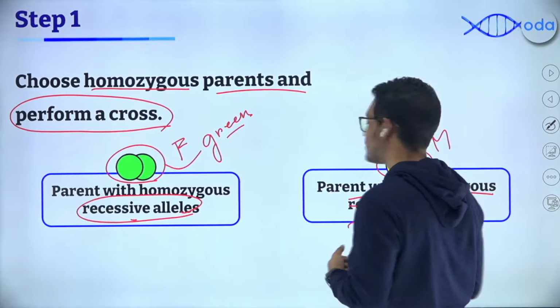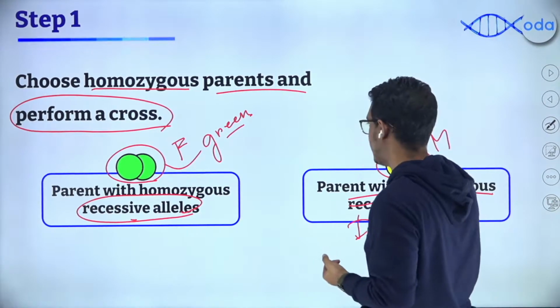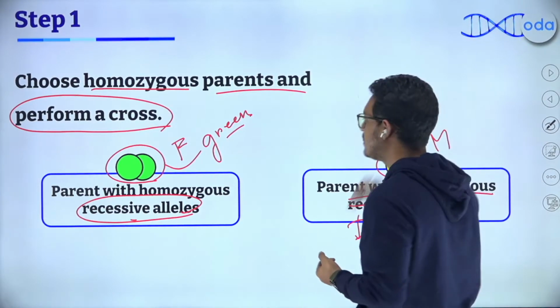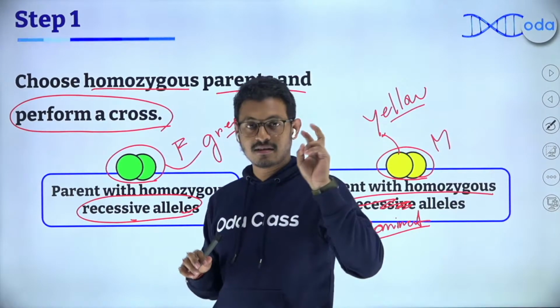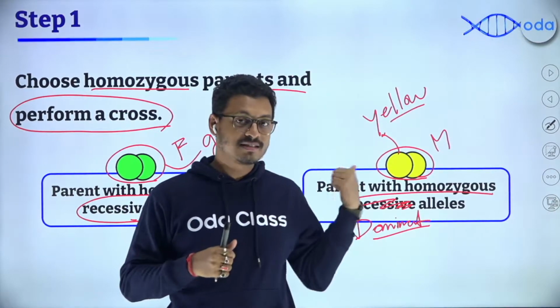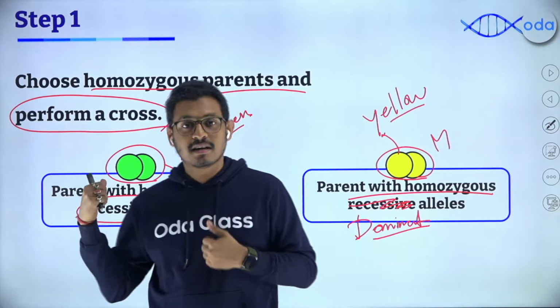Okay, this person has a dominant allele, which is yellow. So what did we establish so far? Here, the color giving gene has two different versions. One is green, one is yellow. The yellow one is the dominant one, whereas the green one is the recessive one.